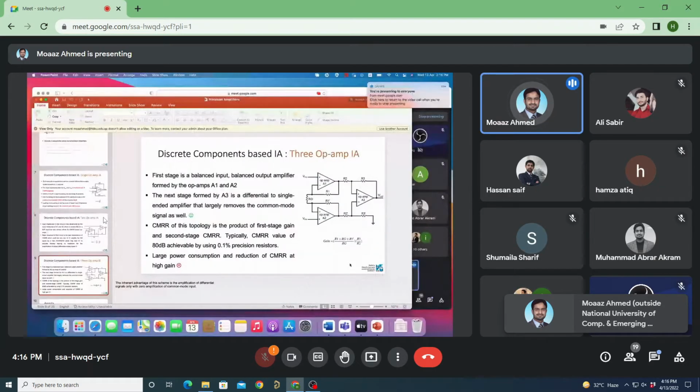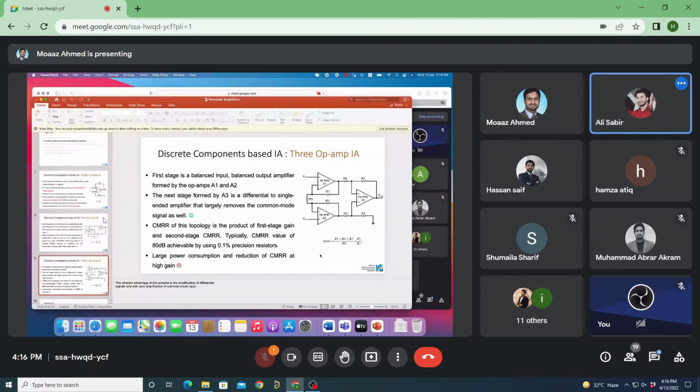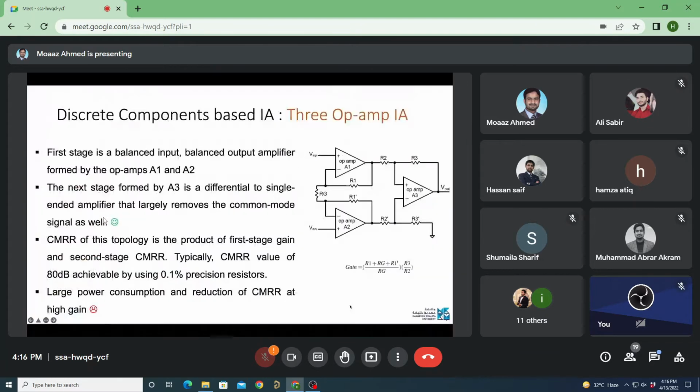Now, can you see the 3 op-amp based IA? Yes. Okay.